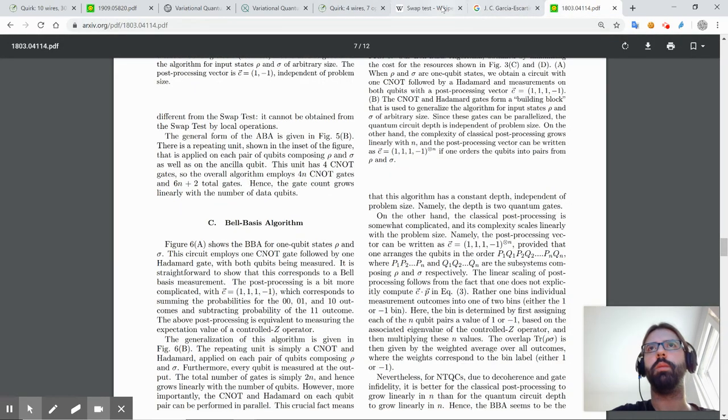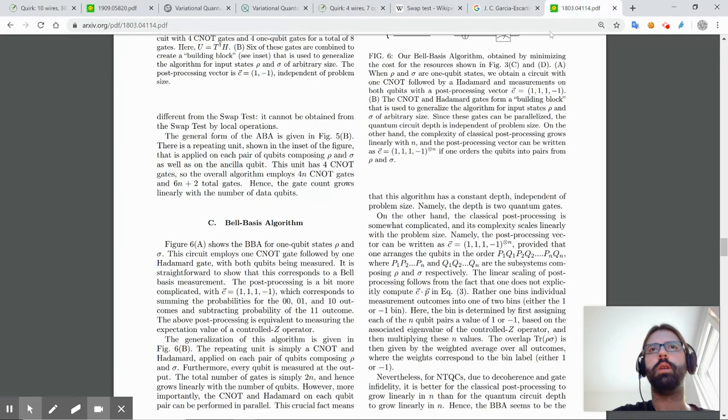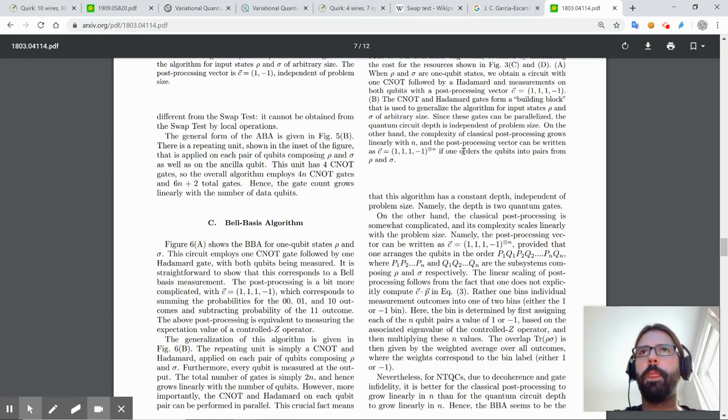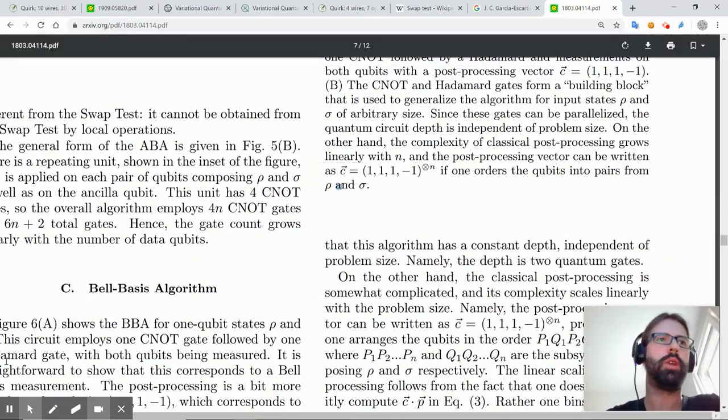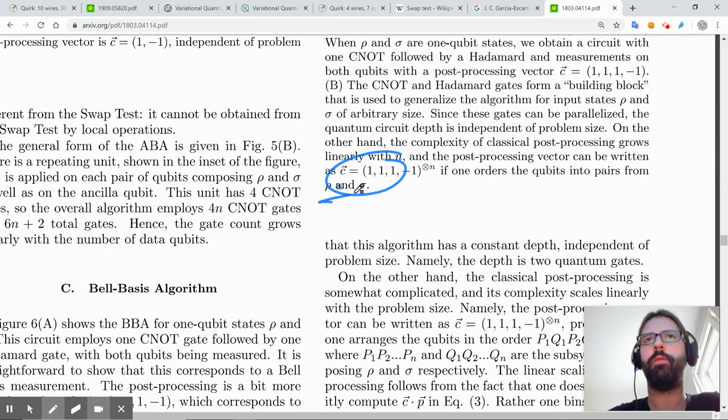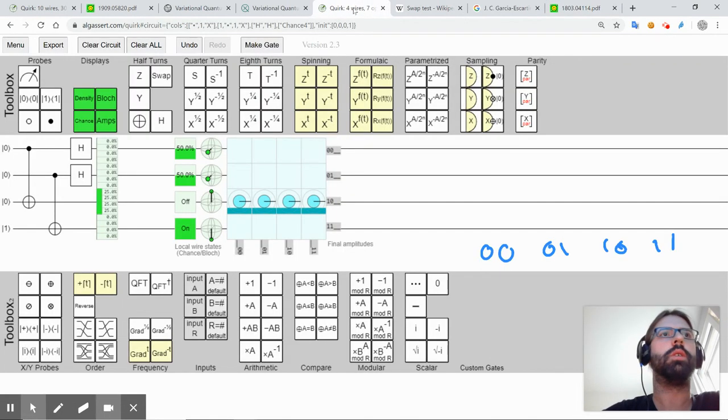Okay, I've probably spent too much time on this already, but if one orders the qubits into pairs from each of them, now I understand. Okay, so this here, this is what I was trying to do. So you do the same thing, but for each pair of qubits, and you need to multiply. So that would be actually 0. So here they'll be totally different because they're orthogonal to each other in that basis. Okay, now I get it. So where was I though?